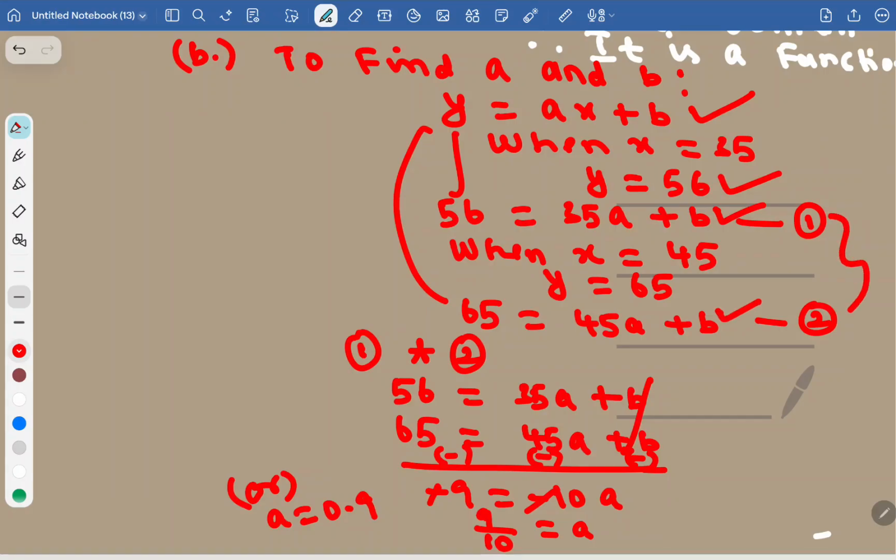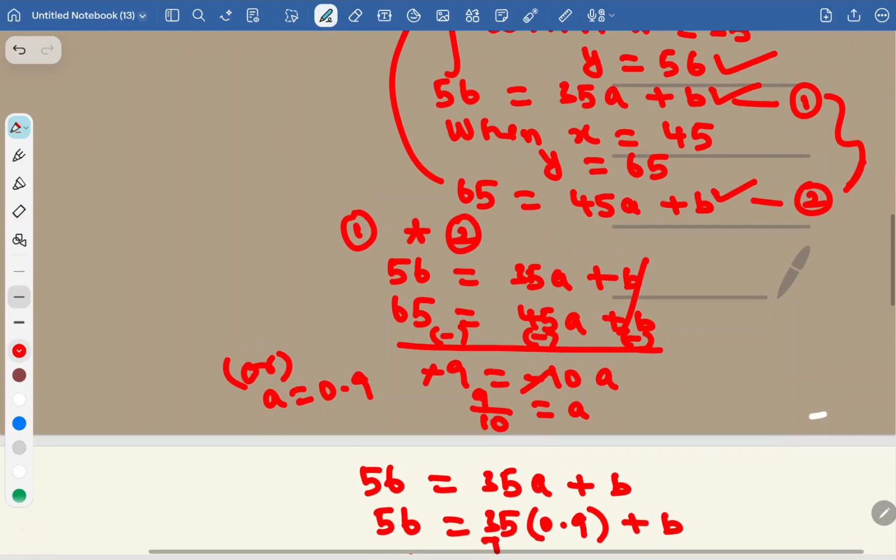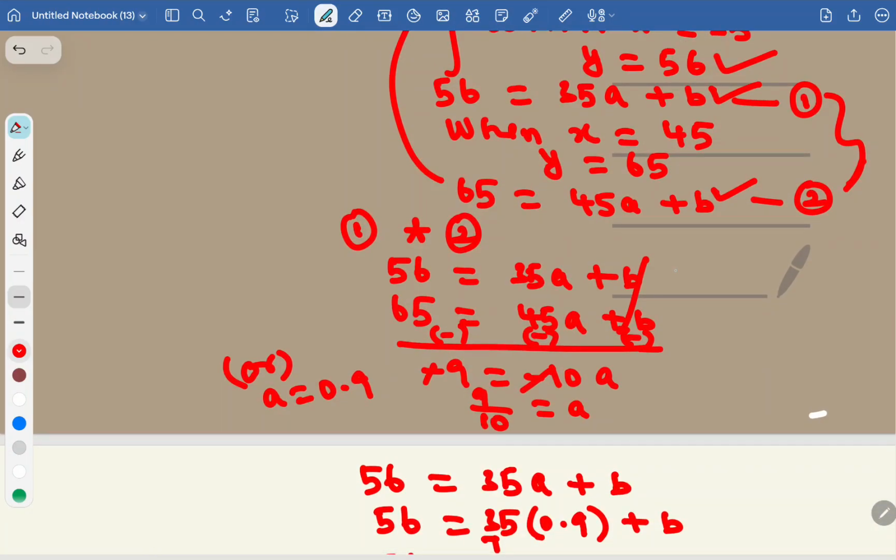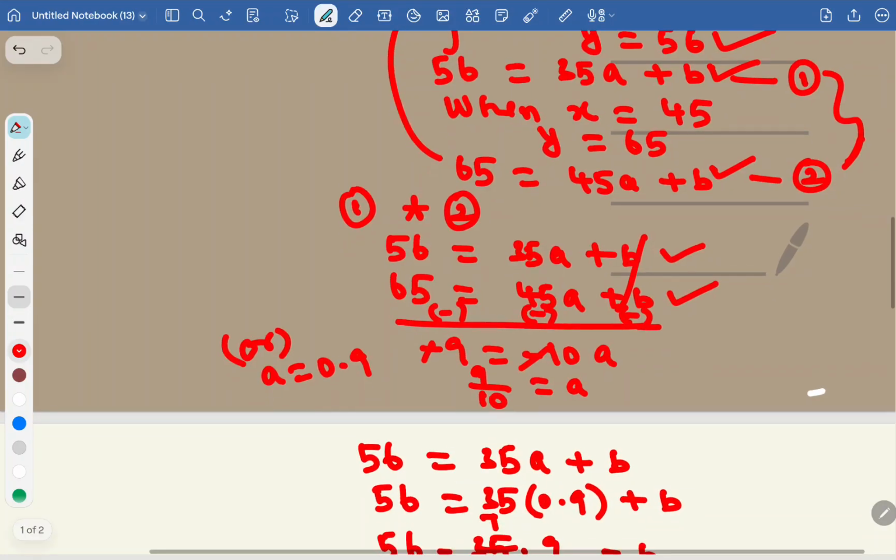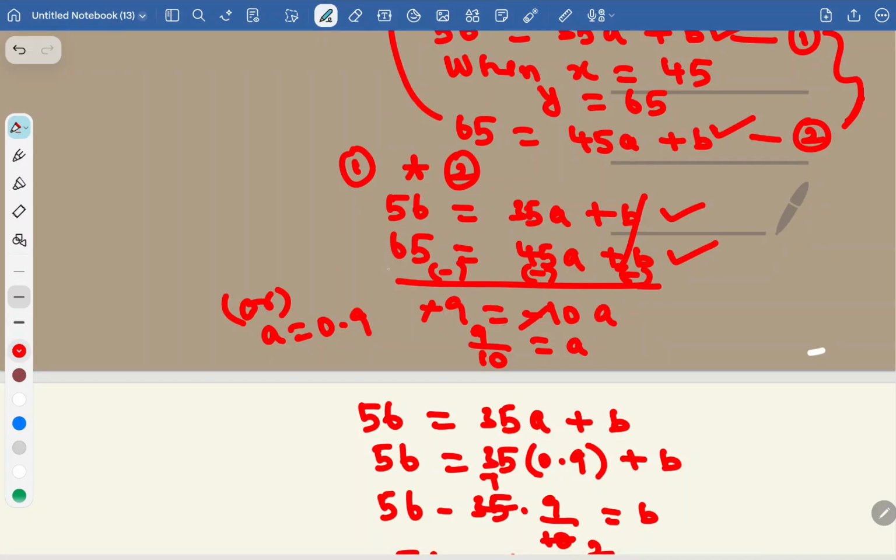From equations 1 and 2, I am solving these two equations. First equation, 56 equal to 35a plus b; second, 65 equal to 45a plus b. Here I am subtracting these two equations. 56 minus 65 is minus 9, 35 minus 45 is minus 10a, plus b minus b cancels, minus minus cancels. 9 by 10a. So a is 0.9 or 9 by 10.